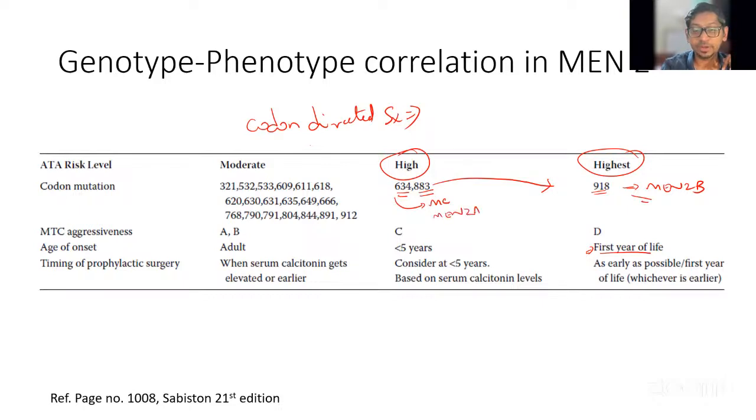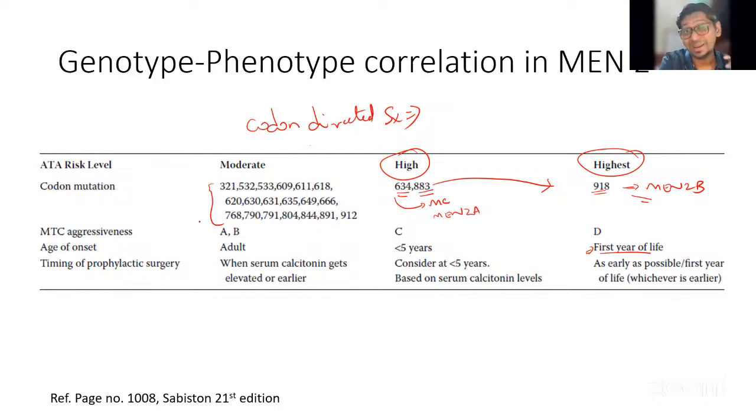All right, so MEN2A, 634, most common mutation in MTC. Here, usually we operate within 5 years of age. However, sometimes if you have a lower risk mutation, like all these other mutations that come under moderate risk, in these patients you can operate even in adulthood.